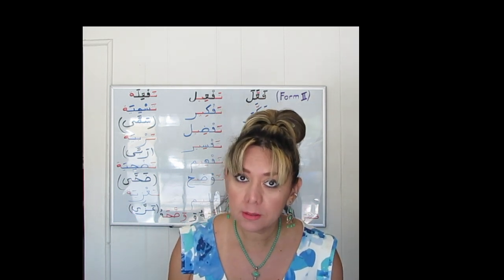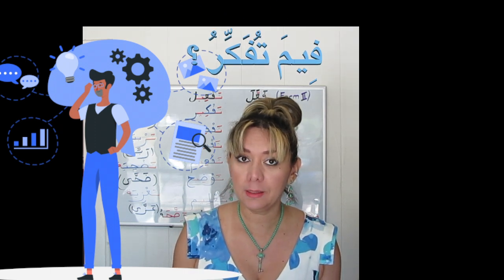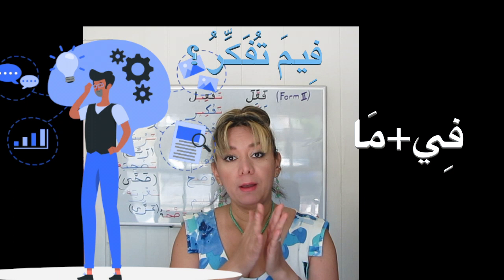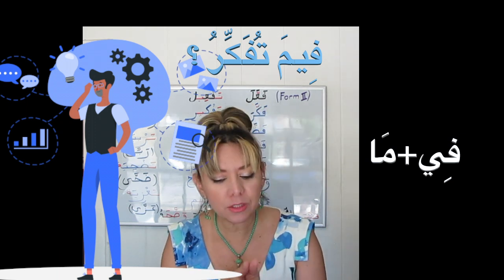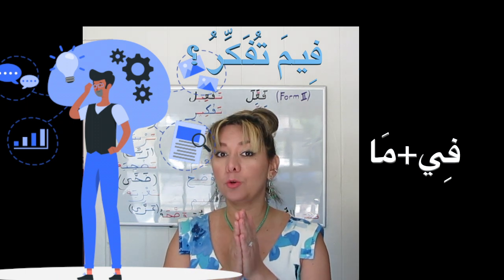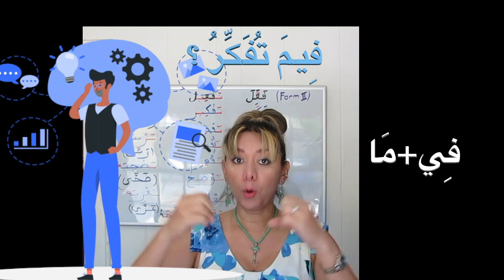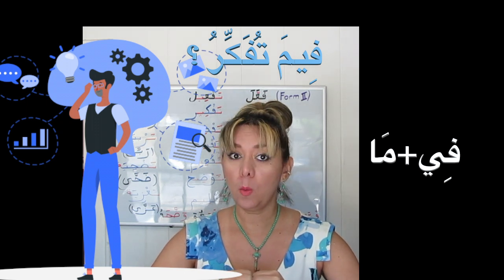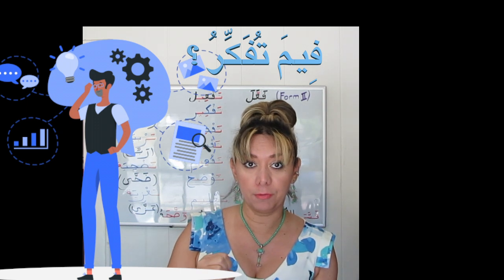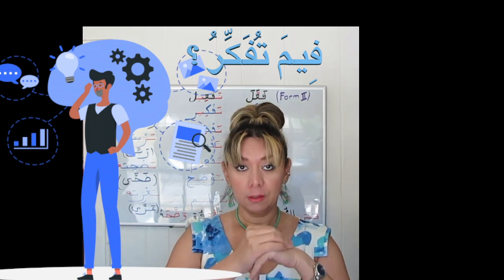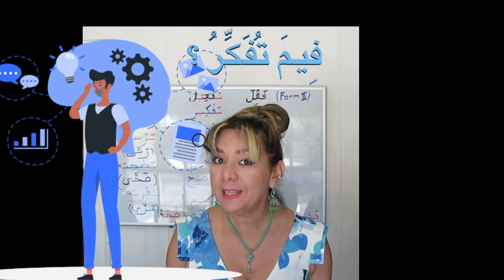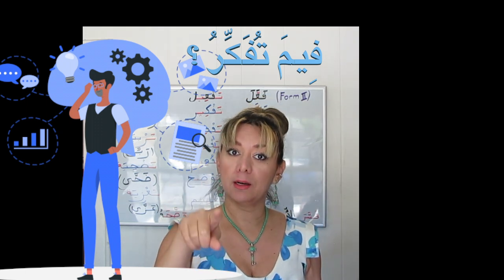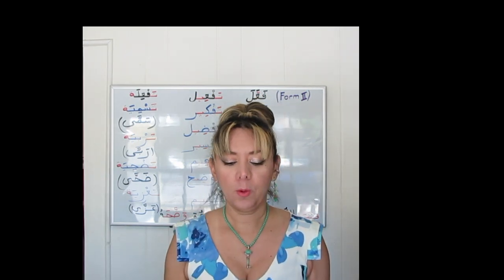فيما تفكر, I'm asking you, فيما, about what, concerning what. So you have the preposition في plus the interrogative pronoun ma, that equals what, and they are merged to form فيما, meaning concerning what, and the ma loses its alif when merged with fi. What are you thinking about? فيما تفكر أنت, addressing second person, masculine, singular, أنت, you. فيما تفكر, what are you thinking about?